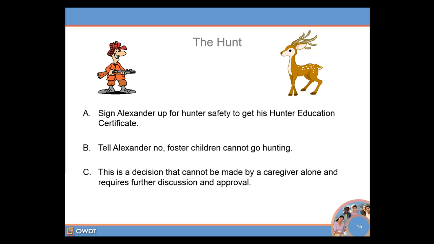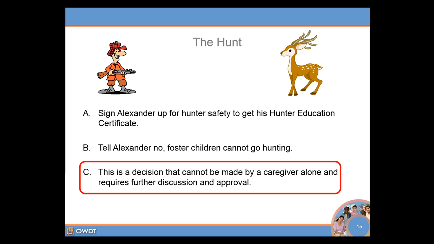Alexander, 12, wants to go hunting with his foster father, who is an avid hunter. What should the foster parents do? A. Sign Alexander up for hunter safety class to get his hunter safety education certificate. B. Tell Alexander no. Foster children cannot go hunting. C. This is a decision that cannot be made by a caregiver alone and requires further discussion and approval.